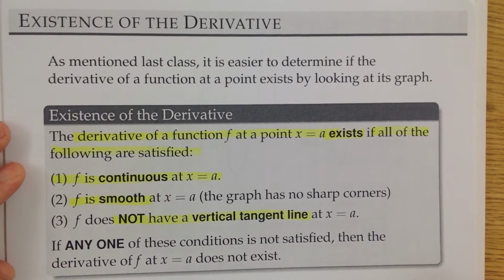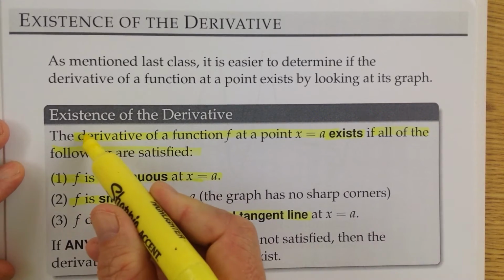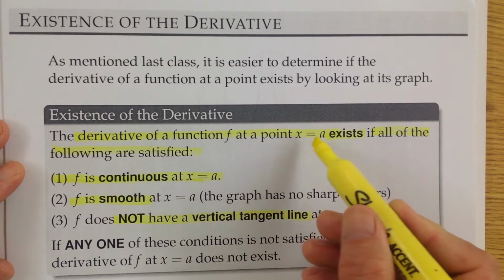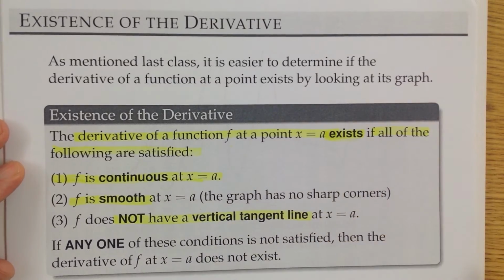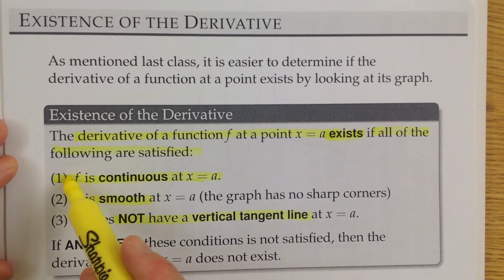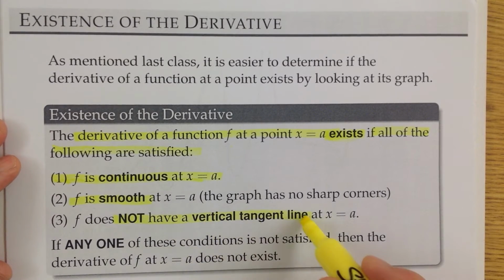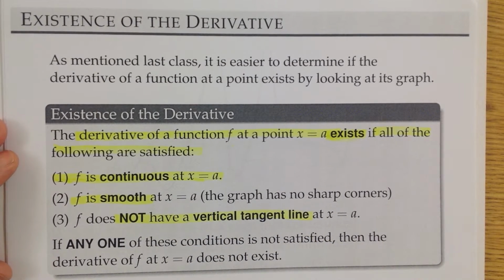Okay, so the bottom line is the function has to be continuous at a particular point a. So in other words, let's go back. The derivative of a function f at a point x equals a exists if all of the following are satisfied. The function has to be continuous at that point x equals a, it has to be smooth, and it cannot have a vertical tangent, because remember, the derivative is the slope of the tangent line. So if the slope of the tangent line doesn't exist, which would be the case with a vertical tangent line, then the derivative doesn't exist.